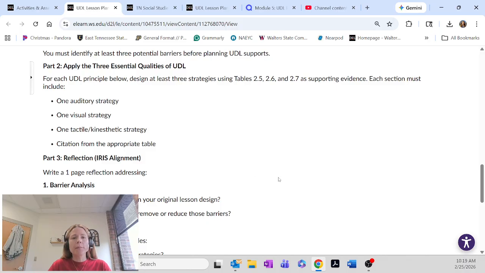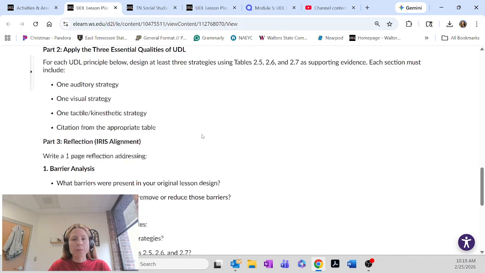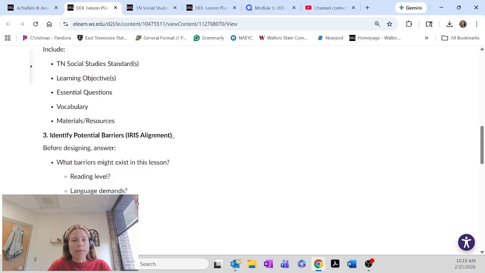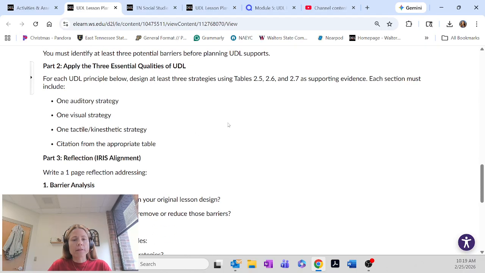Now, for each principle, you're going to use the strategies inside the tables 2.5, 2.6, and 2.7 as supporting evidence. So remember, for each section of the UDL principles, you need to identify one auditory strategy, one visual, one tactile, and kinesthetic. Now, I didn't include that I wanted you to cite from the appropriate table, but I'm okay if you don't because I know what you're using. But you do need to make sure that you include one strategy for each auditory, visual, and tactile slash kinesthetic.